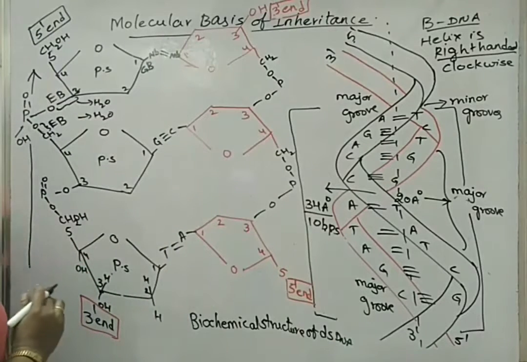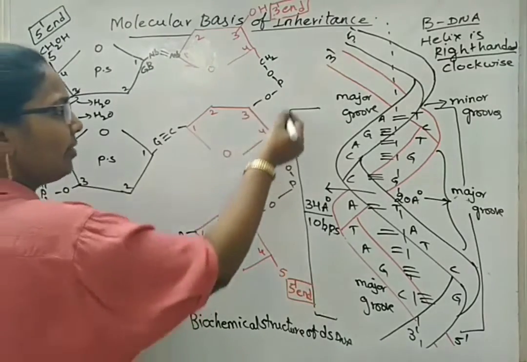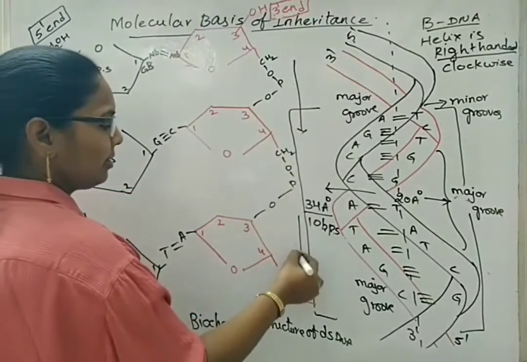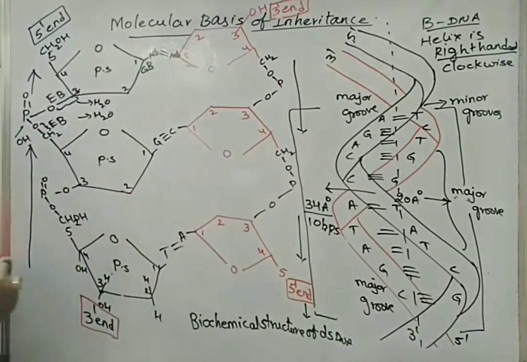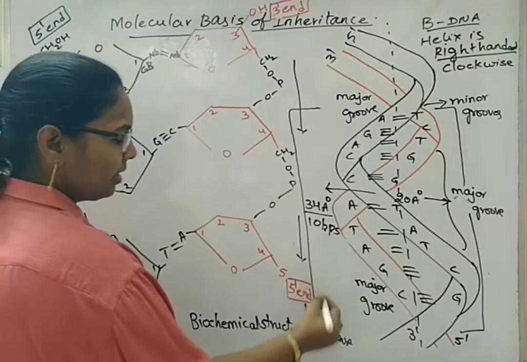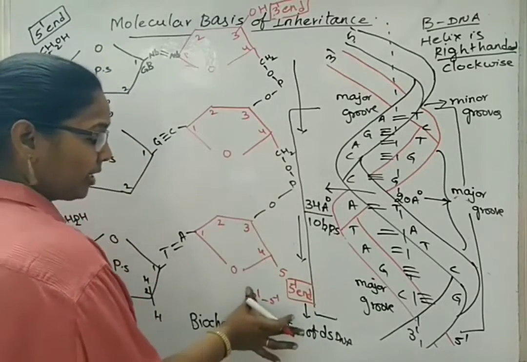Let's see the measurements also. Here we have written this strand is running from 3' to 5'. Then the other strand will run in the opposite direction, from 5' to 3'. Like this. So here we are seeing this strand running from 3' to 5'. Then the other strand is again in the opposite direction.